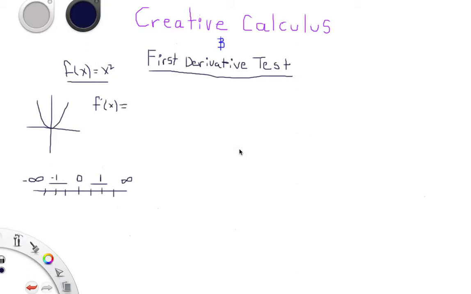Okay, so today I'm making a video for my high school calculus class, and in this video we're going to talk about the first derivative test. The first derivative test is a method of finding the local minimum and local maximum by testing values and plugging them into the function's derivative.